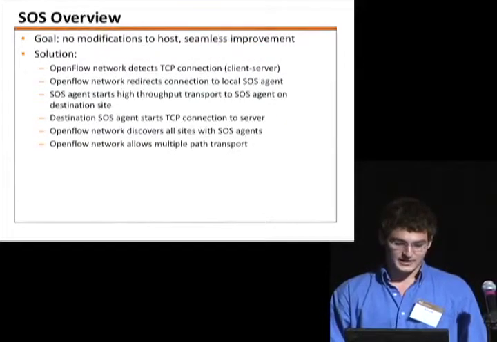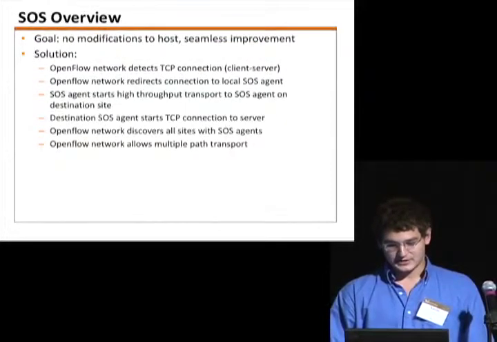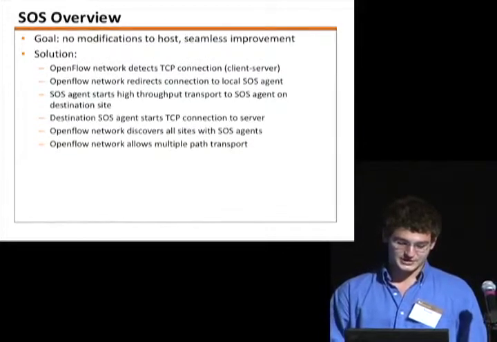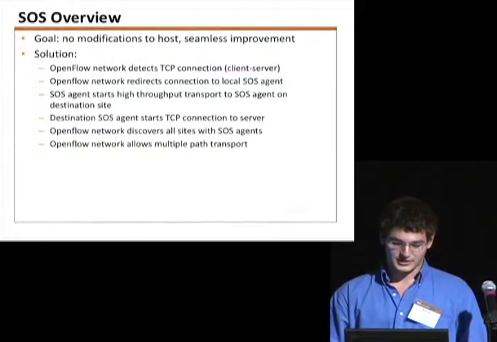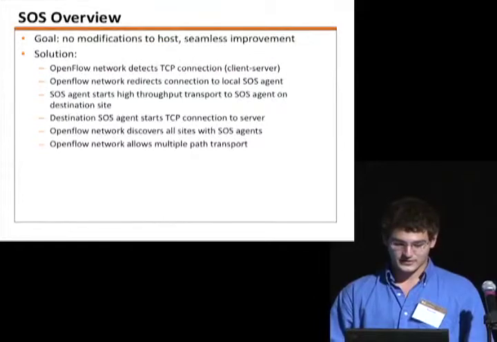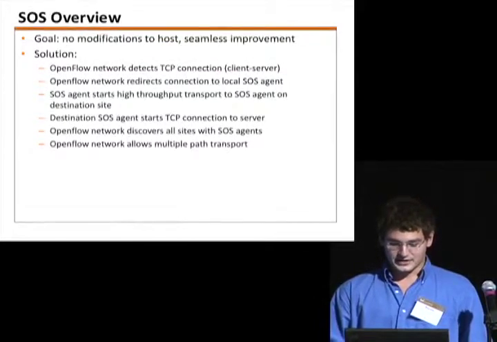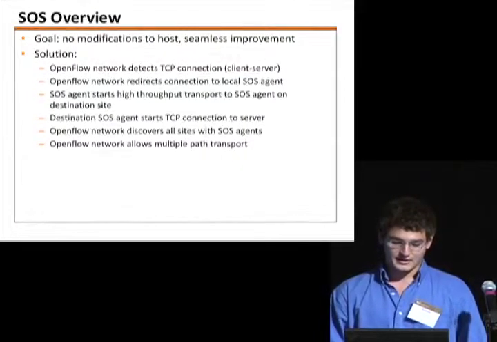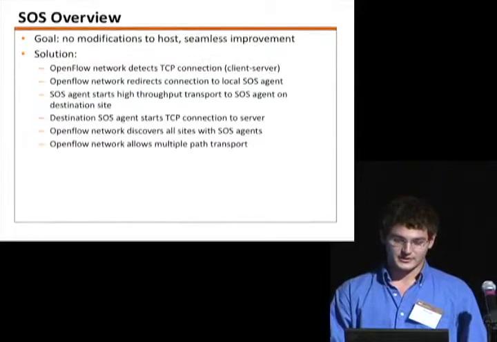OpenFlow is used to detect a TCP connection between the client and server. When this is detected, OpenFlow redirects the connection to a local agent. That agent then starts a high throughput transport to a destination agent near the destined server. The final agent then goes ahead and starts a TCP connection to the server. All of this is completely done dynamically, and the server and client have no idea this is going on.